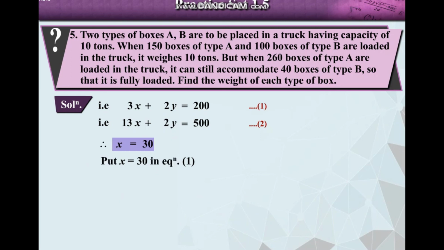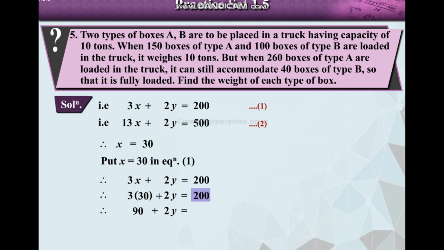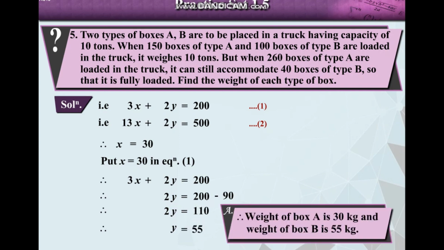Put x = 30 in equation 1. Therefore, 3x + 2y = 200. Therefore, 3 multiplied by 30 + 2y = 200. Therefore, 90 + 2y = 200. Therefore, 2y = 200 - 90. Therefore, 2y = 110. Therefore, y = 55. Therefore, the weight of box A is 30 kg and the weight of box B is 55 kg.